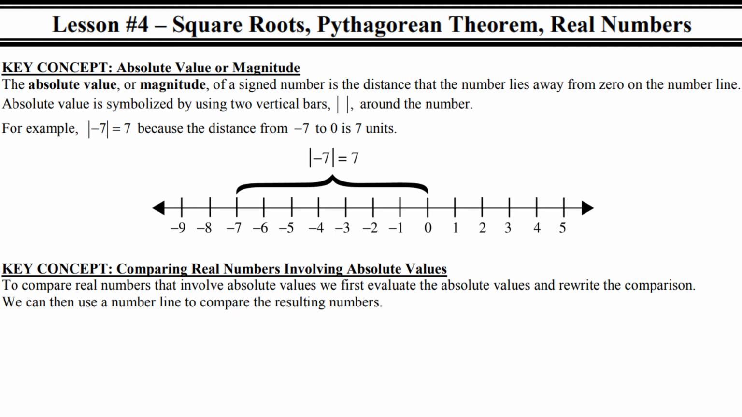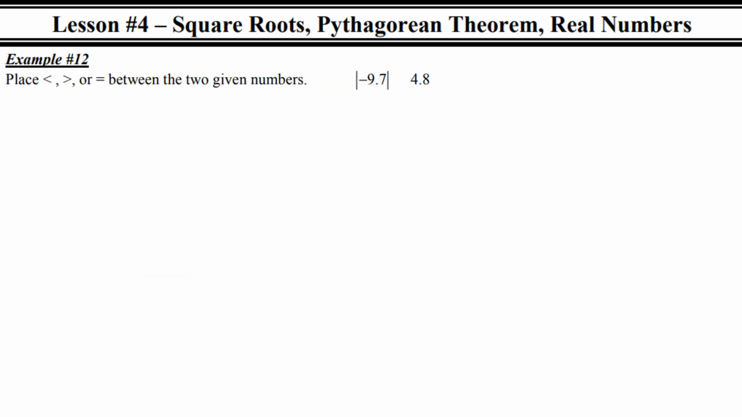We can now use that concept to help us compare real numbers that involve absolute values. To do such an evaluation, we will first evaluate the absolute values and rewrite the comparison. We can then use a number line to compare the resulting numbers. Notice that using a number line is optional. We will show it both ways. And here's the final example.